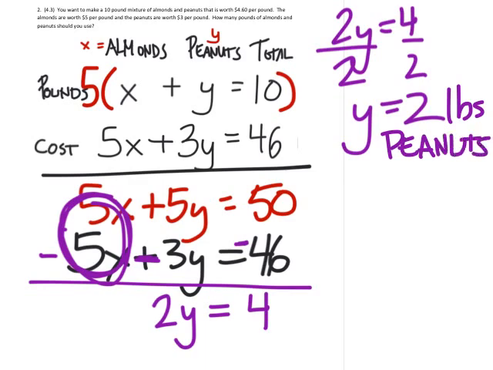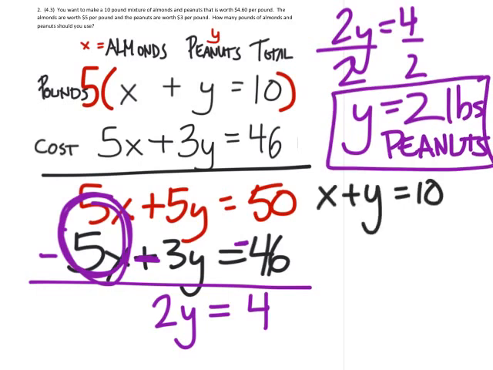Now that we have this, it would be very easy to solve for x, especially in that first equation. Let's go ahead and rewrite that. So we have x plus y equals 10, but now we know that y is 2. So if we wanted to solve for x now, all we would do is subtract 2 from both sides. Some of you may look at that and say, what number plus 2 is 10? And you would find that x is 8. So we would need 8 pounds of almonds.